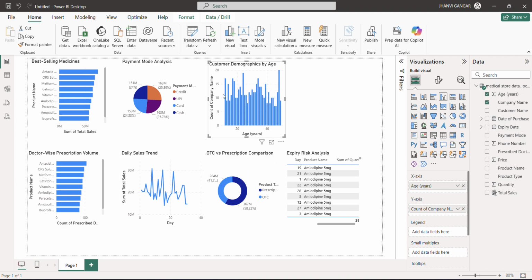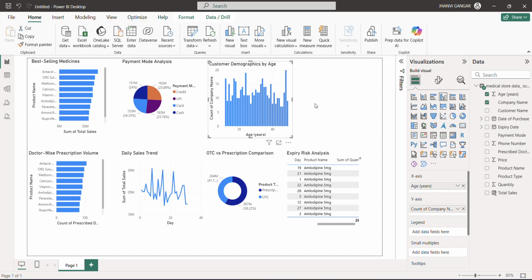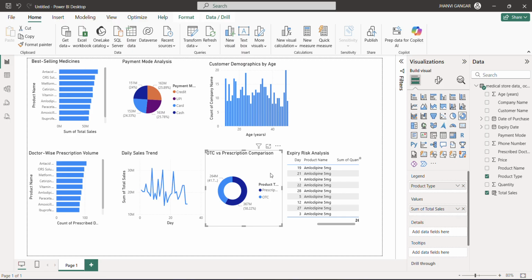The next is the customer demographics by age. So this data is basically about what age of people are taking which company's medicine. This is basically used for RCPAs when the chemist or the pharmacist wants to know which age of customers is using which company's medicines. Like for geriatrics, is there any special company? Or for pediatrics, is there any special company? Likewise.